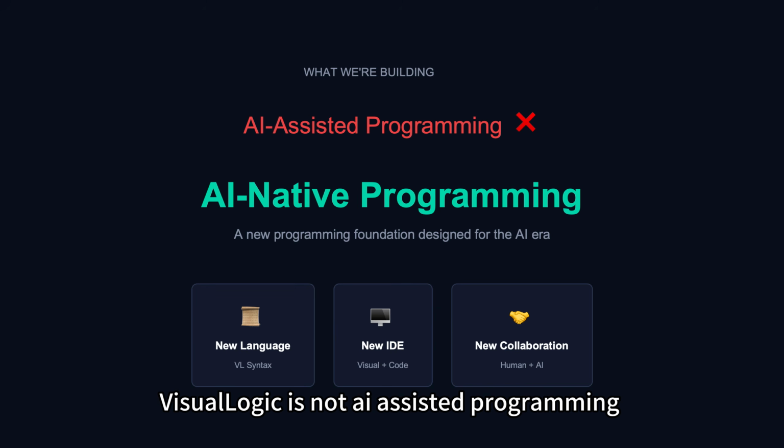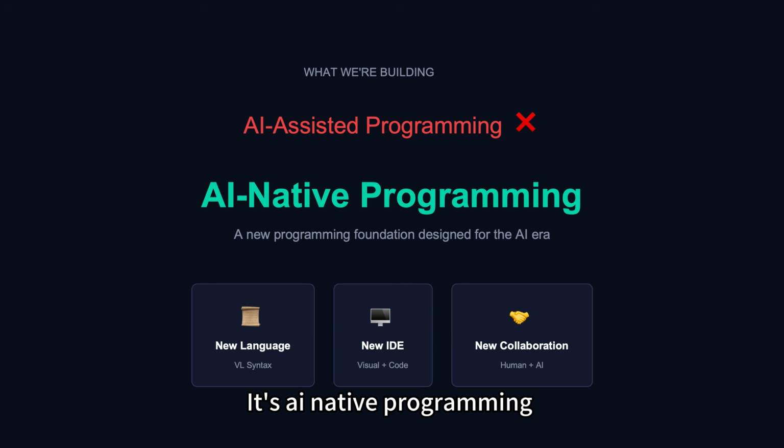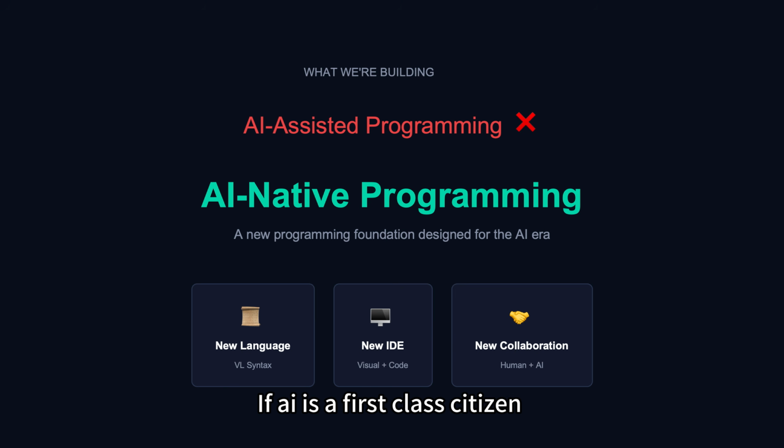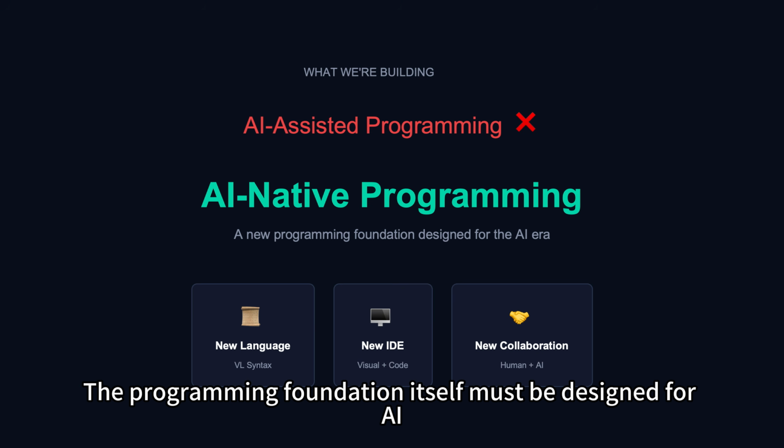VisualLogic is not AI-assisted programming, it's AI-native programming. Most tools today bolt AI onto code-first workflows. We're starting from the opposite premise. If AI is a first-class citizen, the programming foundation itself must be designed for AI.